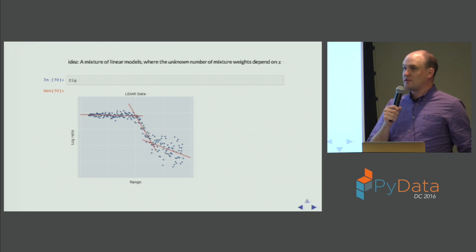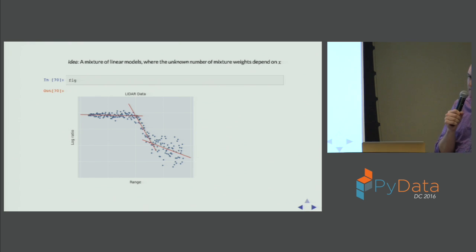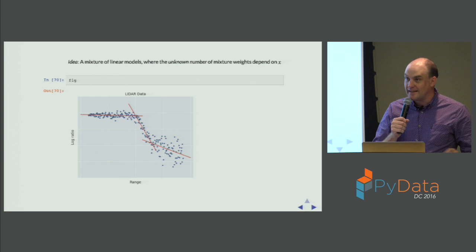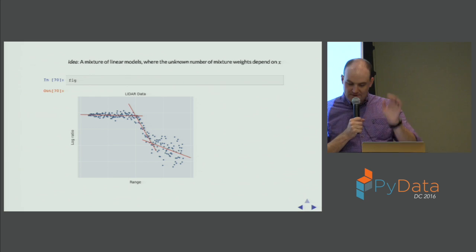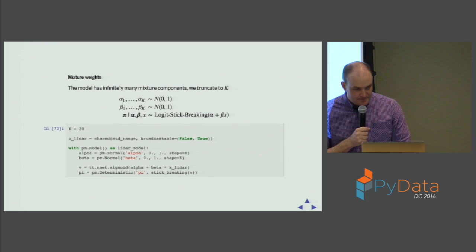So just an idea: here are 3 lines that look like we might be able to mix them to fit this pretty well, but I don't know. Let's let the data decide, right? Like I said, I hate model selection. Push it into model fitting whenever I get the chance.